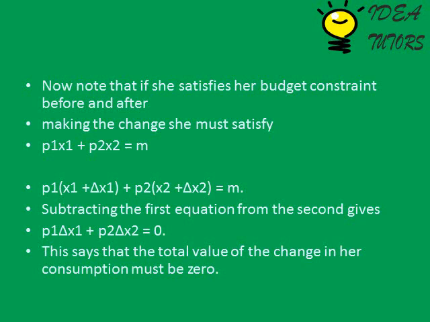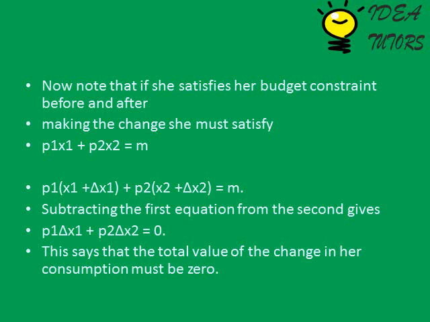Here delta x1 and delta x2 could be either positive or negative, and we will calculate accordingly. In case delta x1 is positive, then delta x2 should be negative, because if one consumption is increased, the other has to go down. So p1 into x1 plus change in x1 plus p2 into x2 plus change in x2 is equal to m.